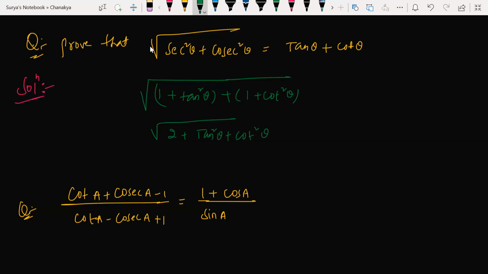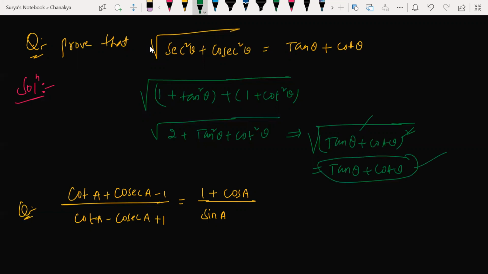Sir, but what if we get a different answer? Root 2, sir? Tan theta plus cot theta plus root 2. Yes, wait. I took sec theta as 1 by cos theta and cot theta as 1 by tan theta. See here, can I write this as tan theta plus cot theta whole square? How did you write that, sir? The answer is going to be tan theta plus cot theta whole square.